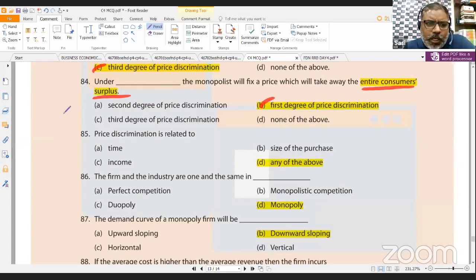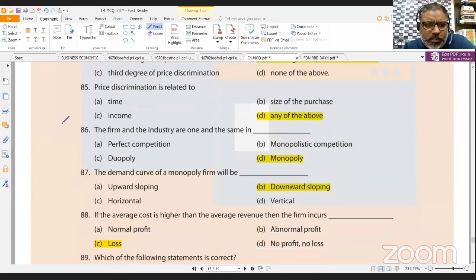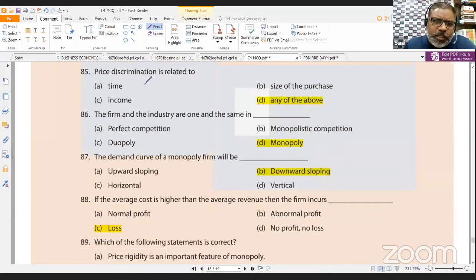Somebody just getting down from a car and buying a dozen bananas will be definitely charged a higher price than somebody just walking and buying the same dozen bananas. So the banana seller knows very well, though he's not a monopolist, as an example I'm telling. So they know very well the person who can afford will have higher consumer surplus that will be wiped out by charging a higher price. That is called first degree of price discrimination. Of course, price discrimination is related to time also, size of the purchase also, income also. So any of the above can be the subject matter of price discrimination.